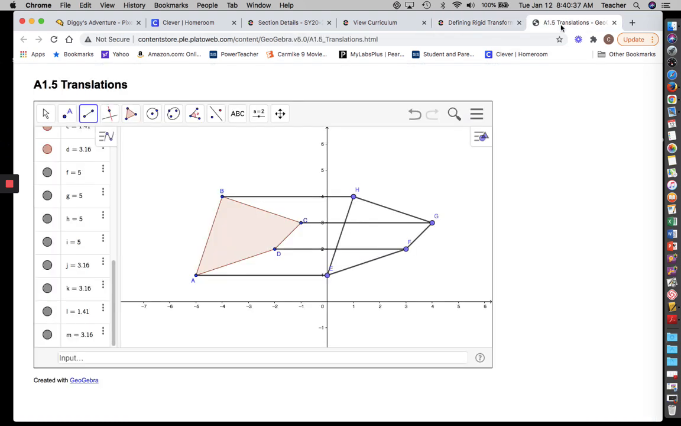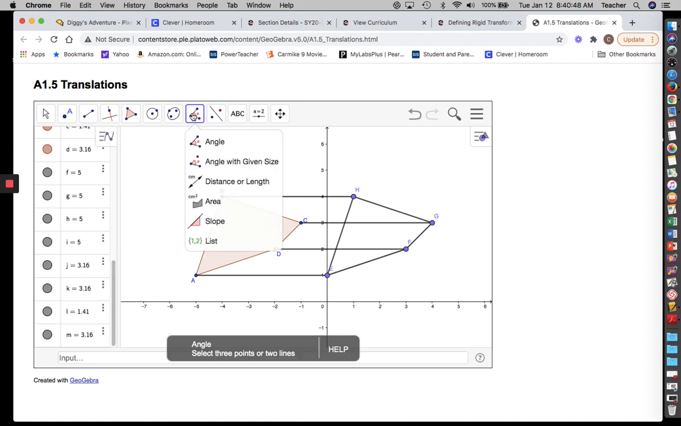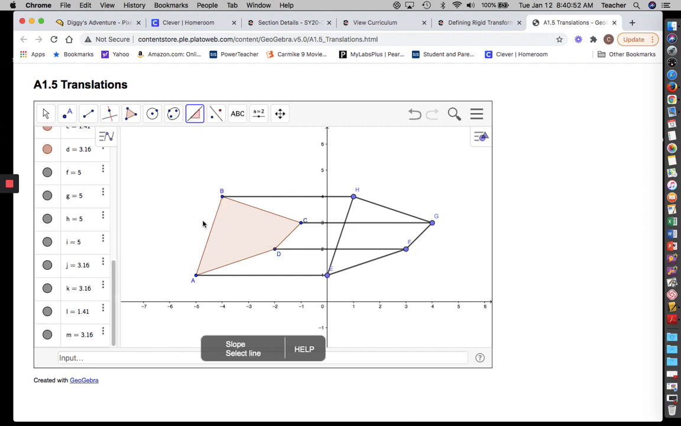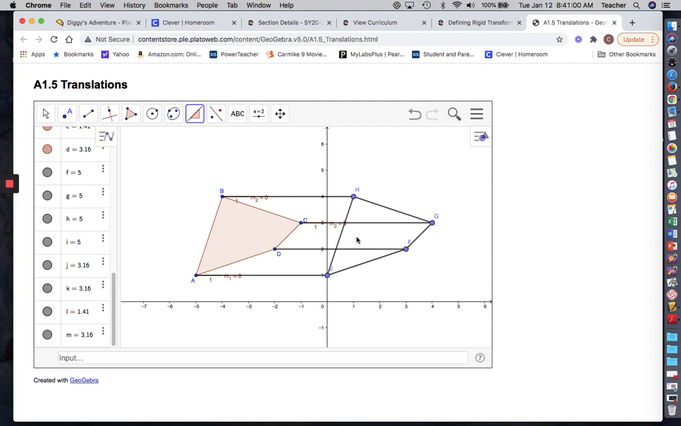Okay, that means the cross bars. Well, I'll tell you right now, all of these are horizontal lines, which means the slope is going to be automatically 0. But let me show you how to do that, my visual people. So I'll come up here to the angle icon and I select slope. And I'm going to select A to E, 0. B to H, 0. C to G is 0. And D to F is 0. So all horizontal lines have a slope of 0.